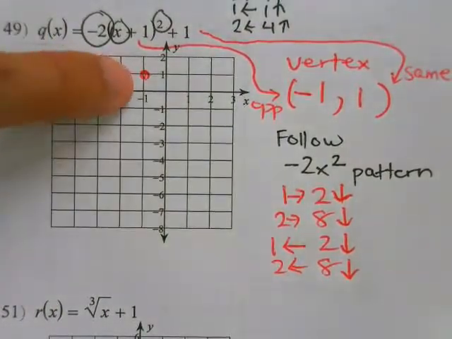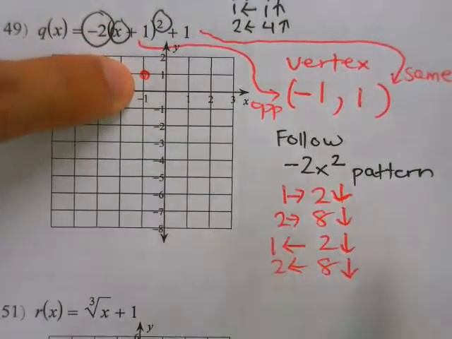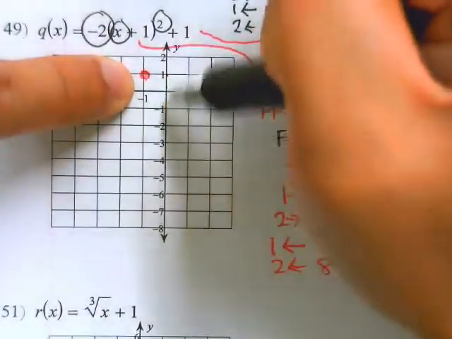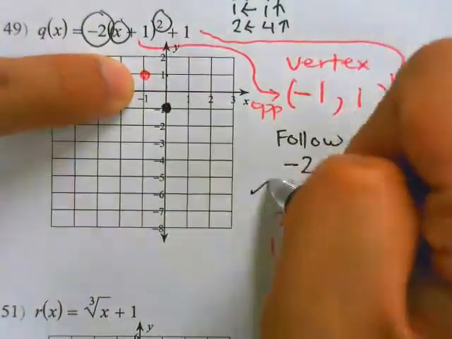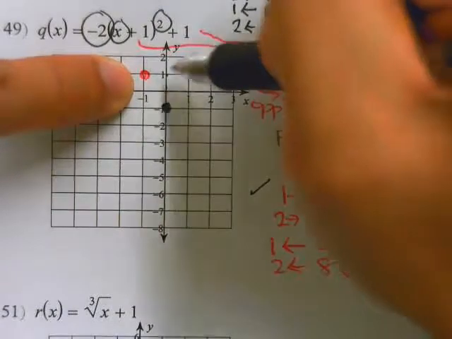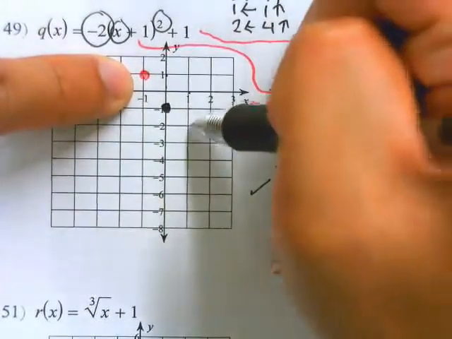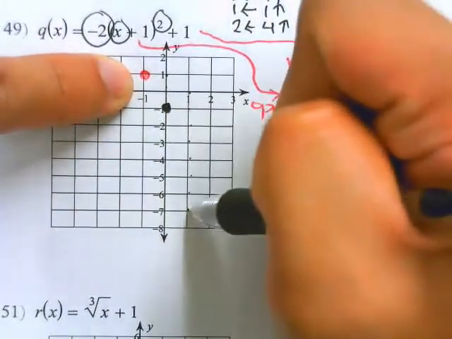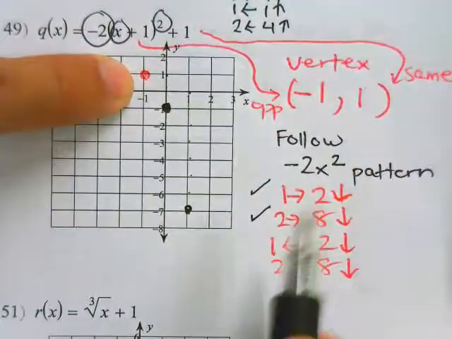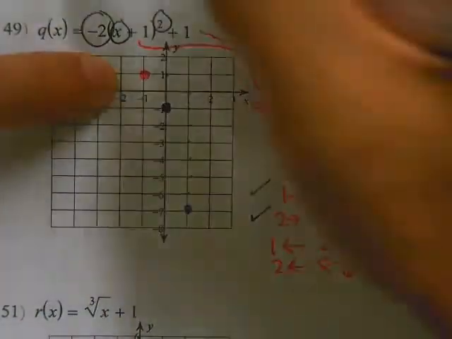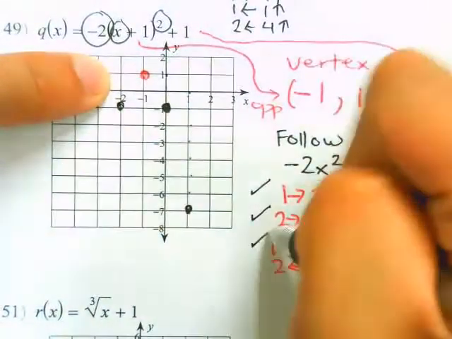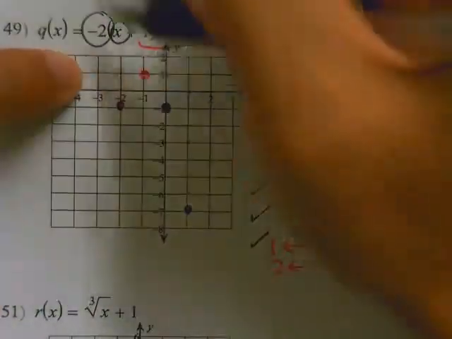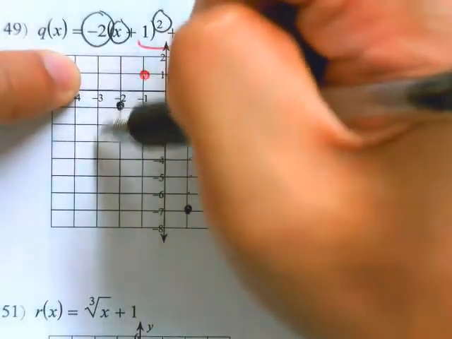So from the vertex, negative 1, comma 1, go 1 to the right, and then 2 down, 1, 2. Go back to the vertex, go 2 to the right, 8 down, 1, 2, 1, 2, 3, 4, 5, 6, 7, 8. Go 1 to the left, 2 down from the vertex again, 1, 2. Okay, that's done. And then now 2 to the left, 8 down, 1, 2, 1, 2, 3, 4, 5, 6, 7, 8.